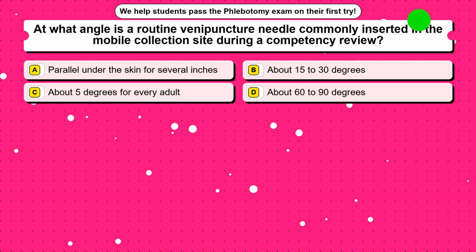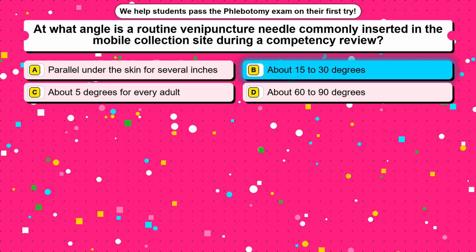Question 21. At what angle is a routine venipuncture needle commonly inserted in the mobile collection site during a competency review? Option A. Parallel under the skin for several inches. Option B. About 15 to 30 degrees. Option C. About 5 degrees for every adult. Option D. About 60 to 90 degrees.